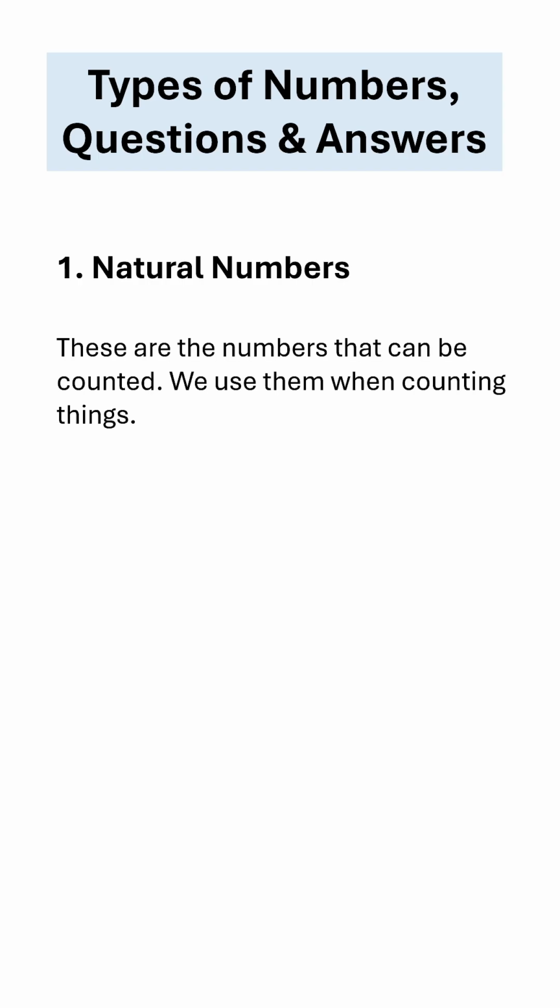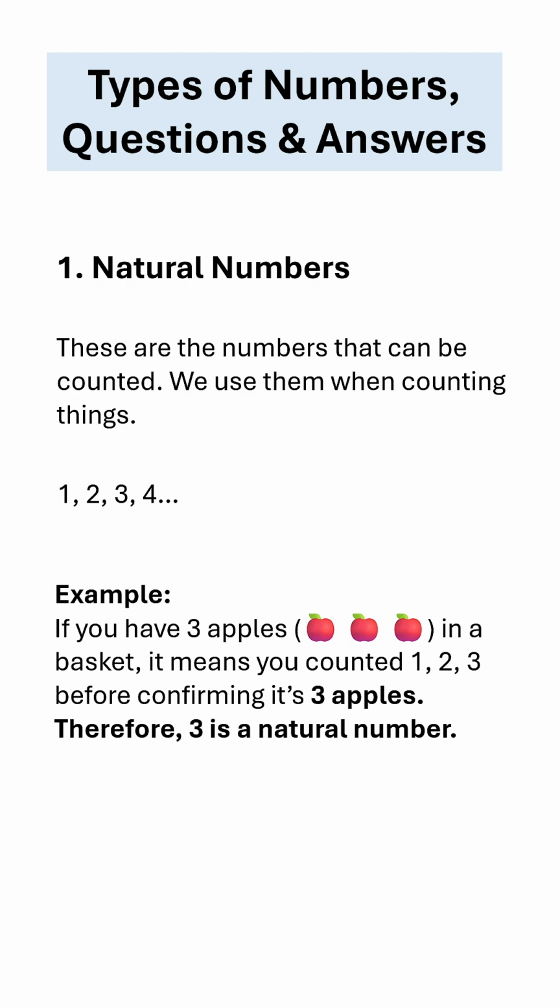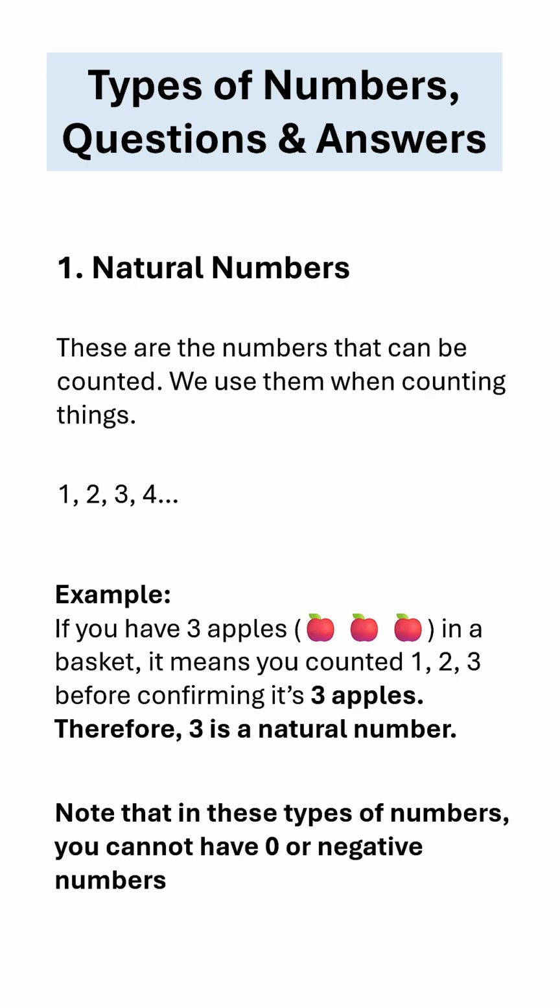These are the numbers that can be counted. We use them when counting things. 1, 2, 3, 4. You use them when counting things. For example, if you have 3 apples, then 3 is a natural number. Note that 0 or negative numbers are not included in these types of numbers.